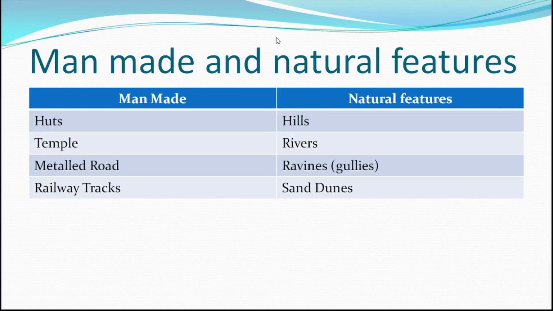Next, it is man-made and natural features. Now, what do you mean by man-made and natural features? It's very simple, right? Those things which are made by human beings are called man-made, and those which are already there in nature are natural features. In man-made, what else can be there? What are the things that can come under it? Like huts, temple, metal road, railway tracks. Natural features like hills, rivers, ravines, sand dunes. All these are the natural features.